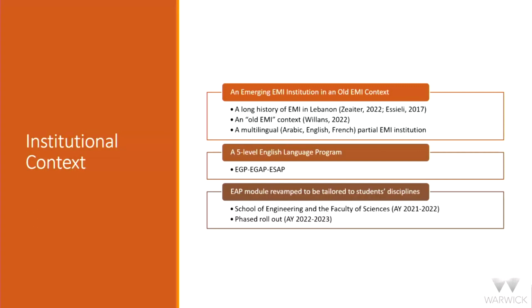Along with growth in EMI in the university overall, there is a 5-level English language program. All students are screened upon entry. Regardless of the course that the students are in, they must demonstrate a certain level of proficiency in English language. So the English language program is compulsory. The EAP module is credit-bearing and compulsory, and again, it's delivered university-wide for all students.